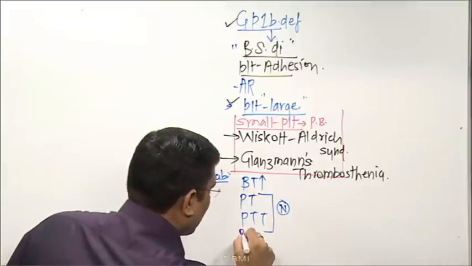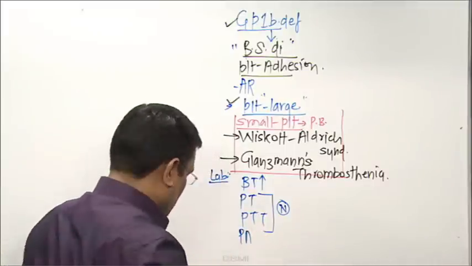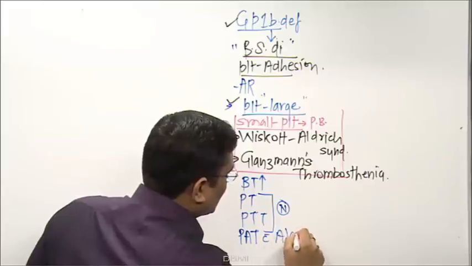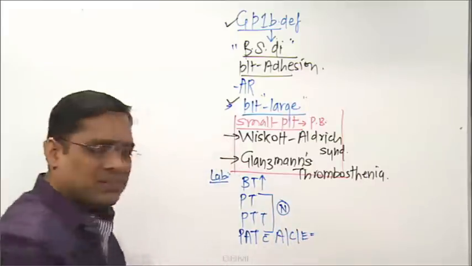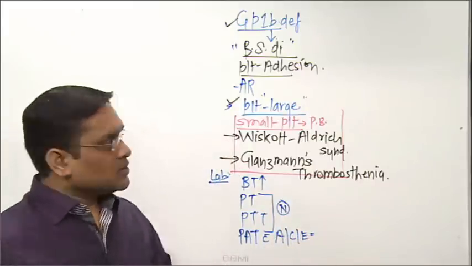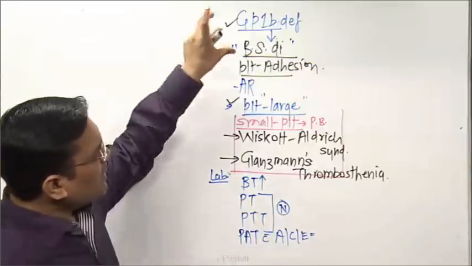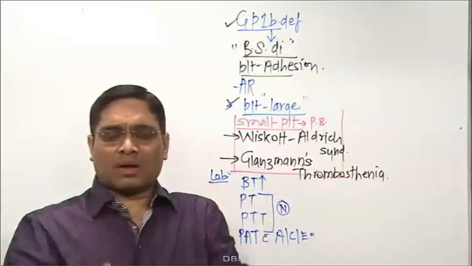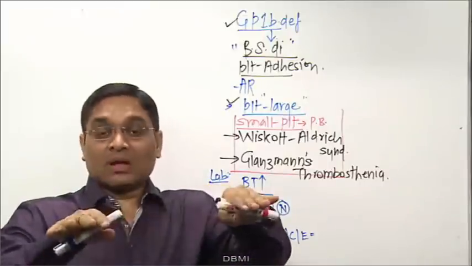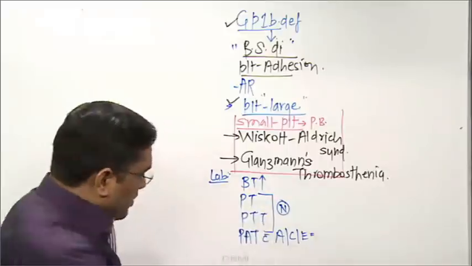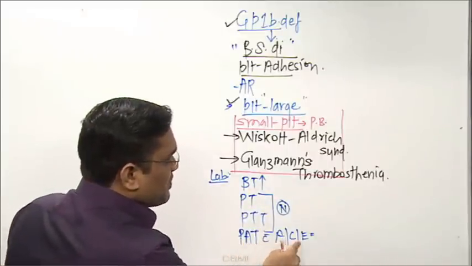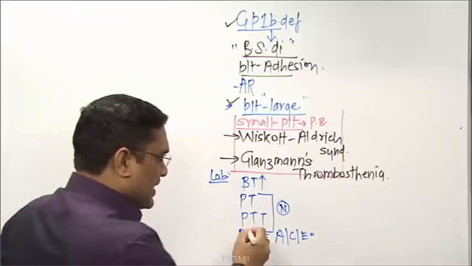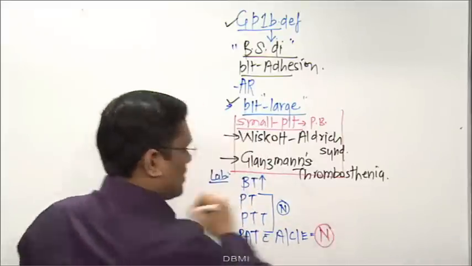And if you look at the platelet aggregation test with ADP, collagen and epinephrine, what will happen to them? Normal or defective? Just think about it. This is the platelet where only GP1B is deficient. GP2B is normal. If GP2B is normal, the platelet aggregation test with ADP, collagen and epinephrine will also be normal.